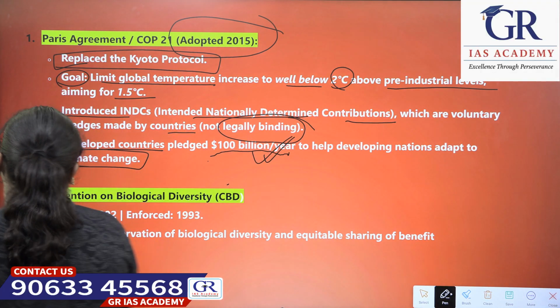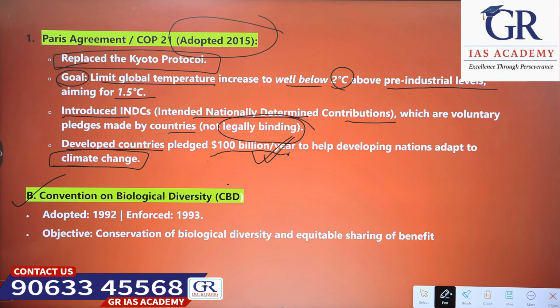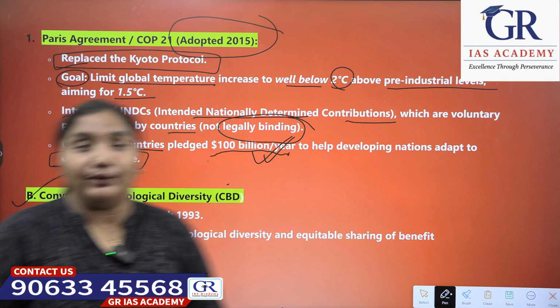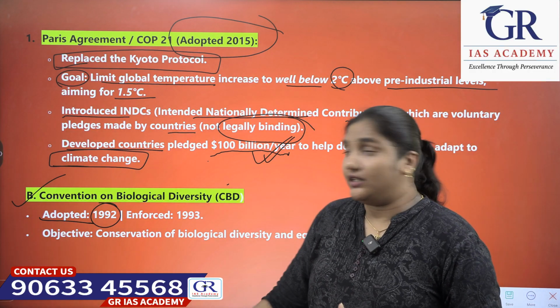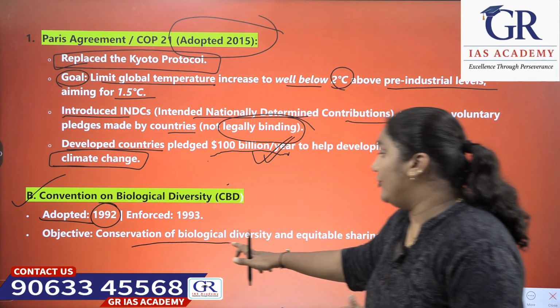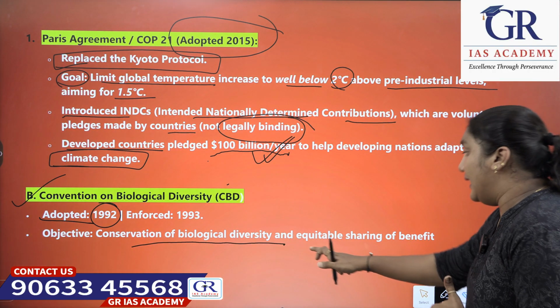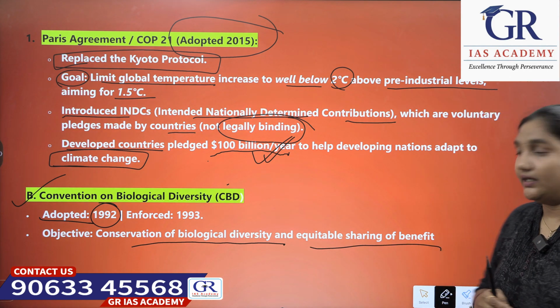The next one is the Convention on Biological Diversity. When was this adopted? It was adopted in 1992 and came into enforcement in 1993. The main objective of this is conservation of biological diversity and equitable sharing of benefits.